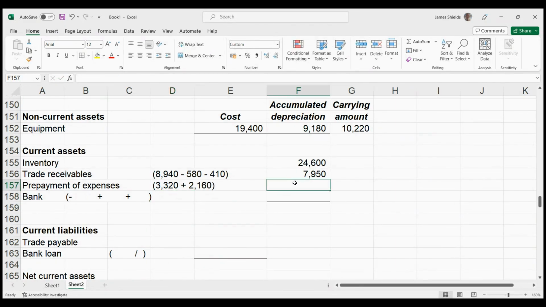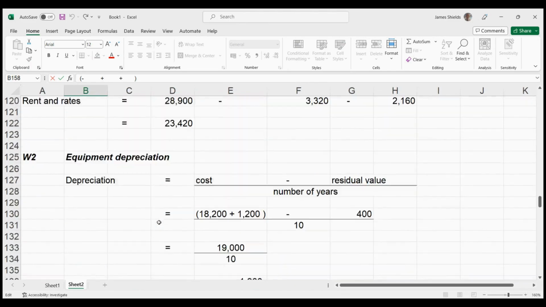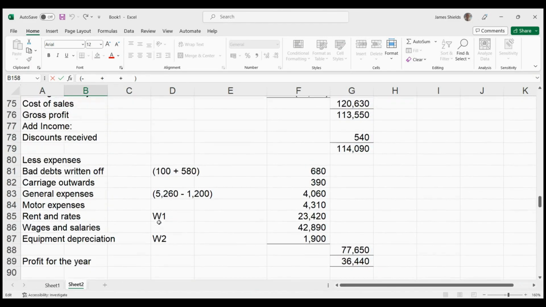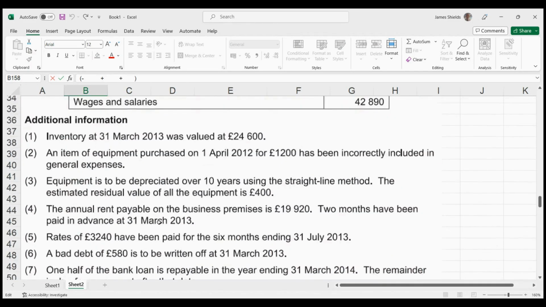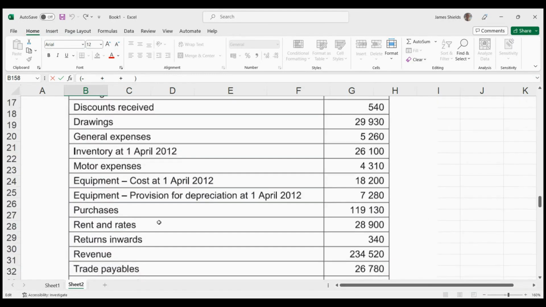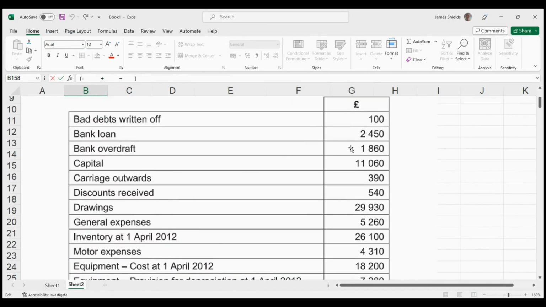So my prepayments then are going to be 3,320 plus 2,160, giving me a total of 5,480. Now the bank, quite a few things are going to happen with the bank. So let's see what we started off with in the bank. So go to my list of balances. Now my bank account was overdrawn at the beginning of £1,860.